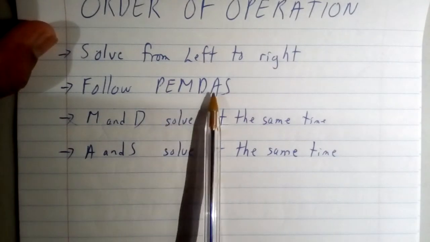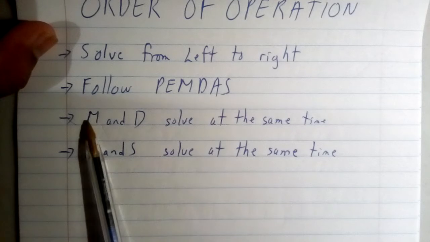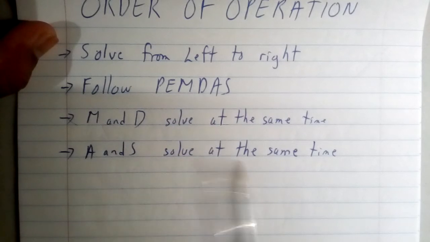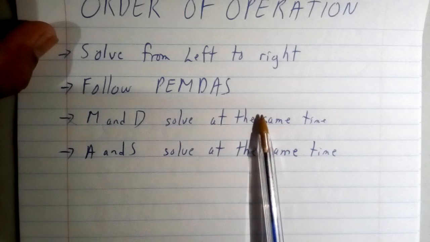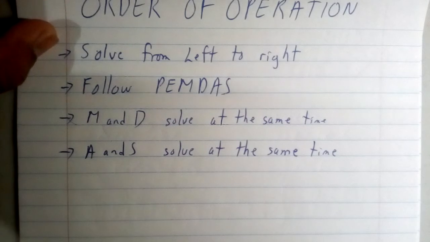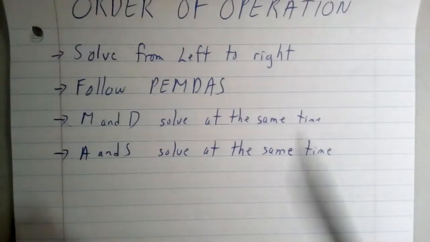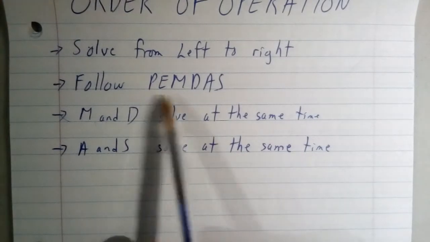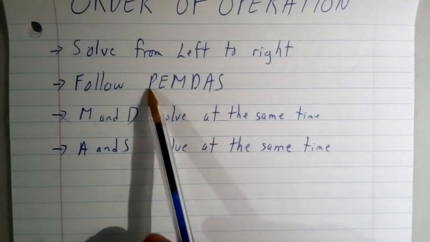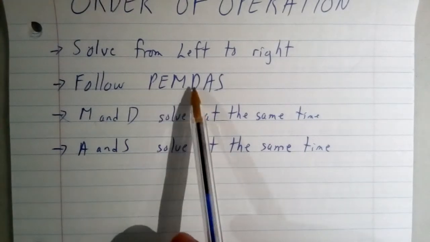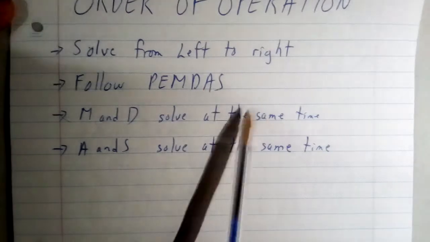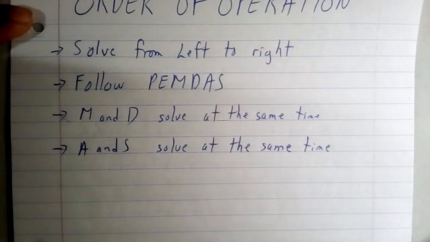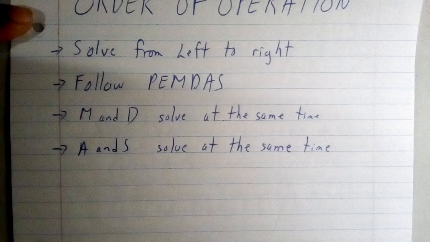multiplication, division, addition, subtraction. If you have multiplication and division at the same line or on the same part of the problem, then you can work them at the same time. Likewise with addition and subtraction. So this is not much for us to remember. Just remember the acronym PEMDAS: parentheses, exponents, multiplication, division, and addition, subtraction. Alright, that's what that means. So let's work some examples.